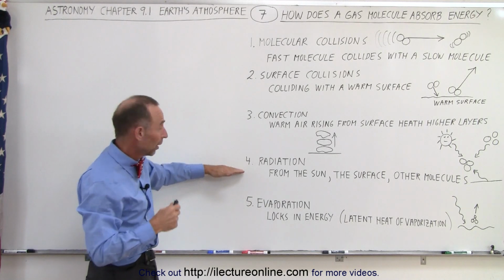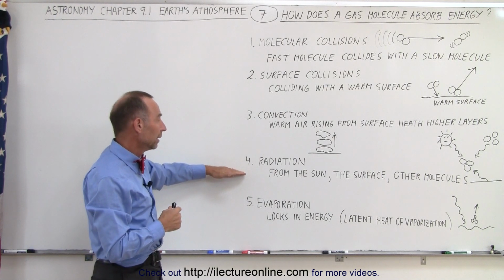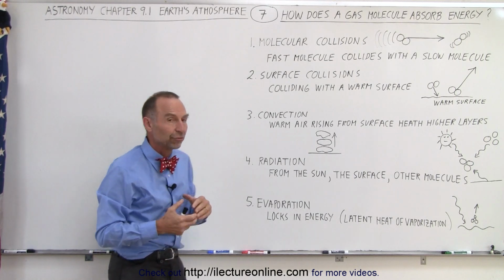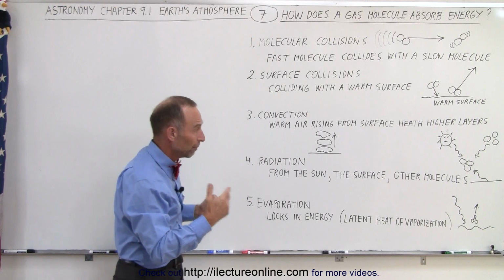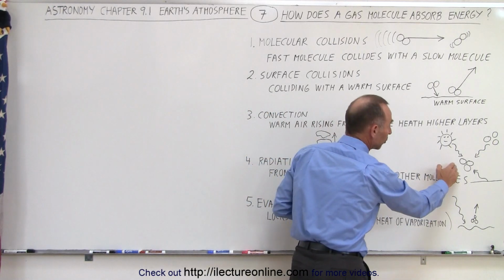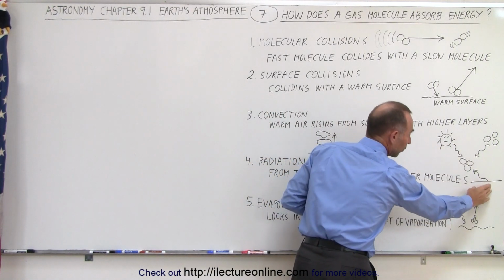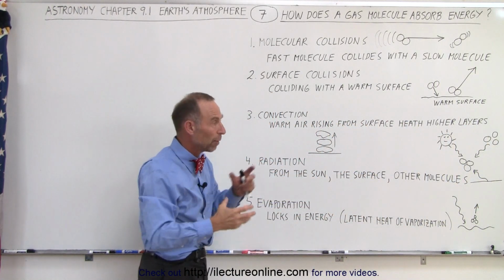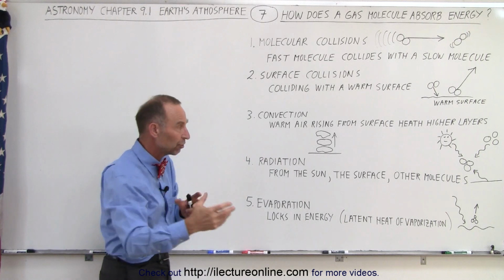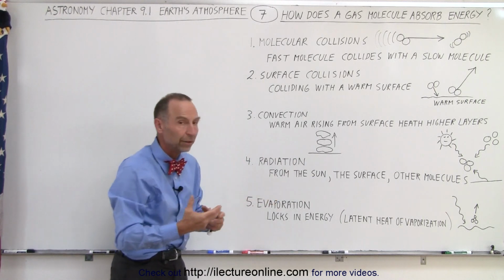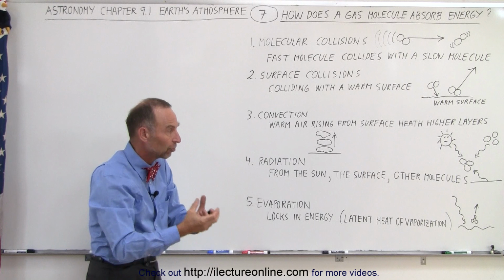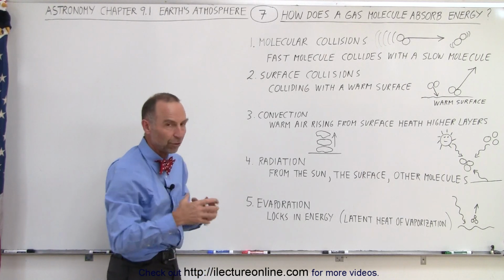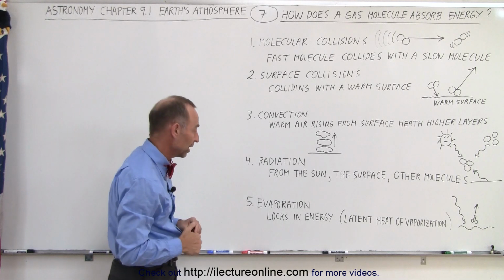Of course, a big means by which the atmosphere of the Earth gains energy is through radiation from all kinds of different sources. The main sources for any particular molecule would be the sun, radiation coming from the Earth, and radiation coming from other molecules. So molecules are constantly transferring energy from one molecule to another in the air. Molecules are absorbing energy from the sun, and molecules are absorbing energy from the surface of the Earth. So radiation is a big factor, and we'll talk about that in a lot more detail.